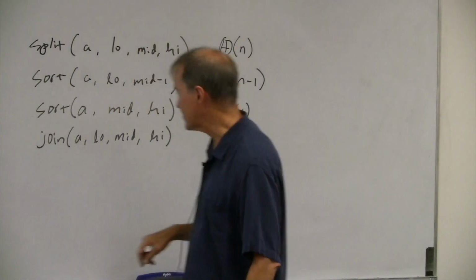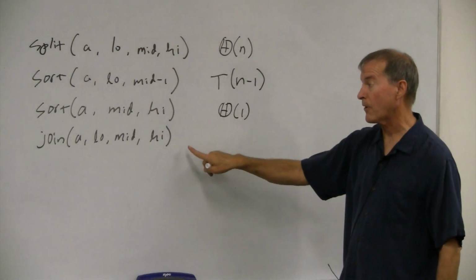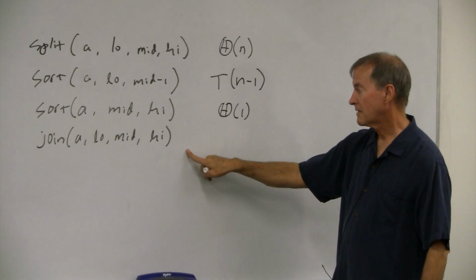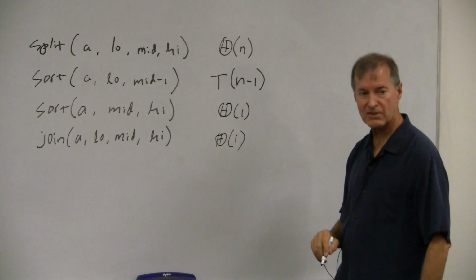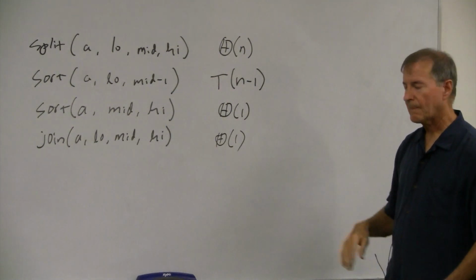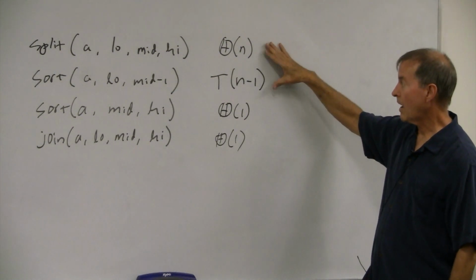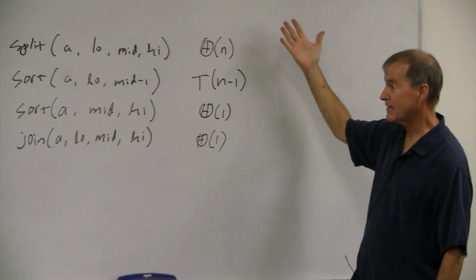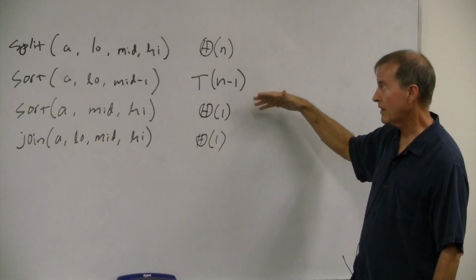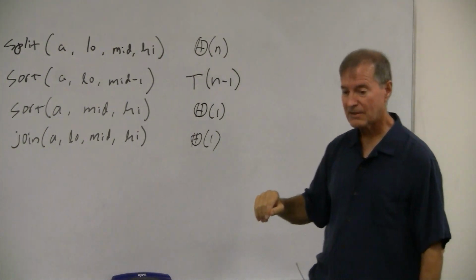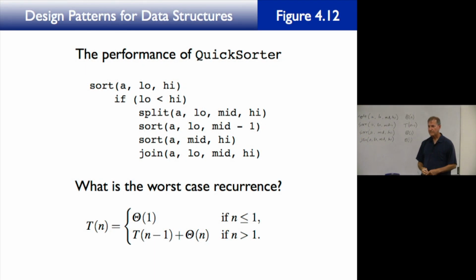Okay, so now here we are. And now what about this? Still big theta of 1. Now, does everybody see how we're doing this? And so now what's the recurrence? If in the base case it's big theta of 1, but then in the other one it's what? Are we good?